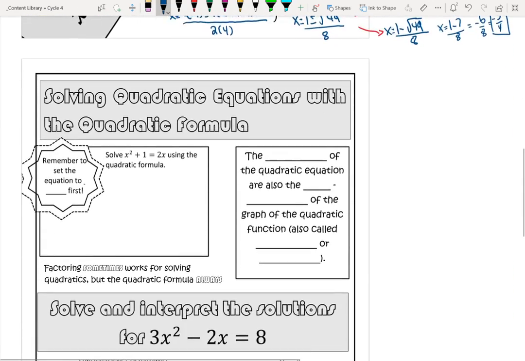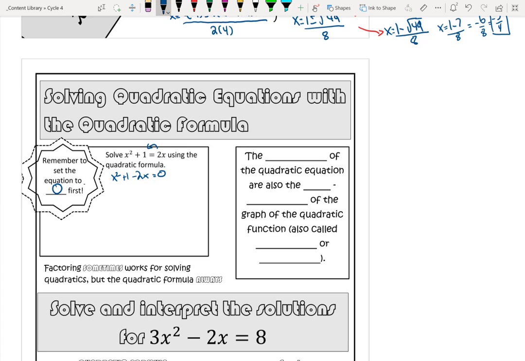So let's go through another example. Again, we want to remember we have to set the equation equal to 0 first. So if I want to solve x squared plus 1 equals 2x using the quadratic formula, I need to bring this 2x over. So when I do that, I have x squared plus 1 minus 2x equals 0.